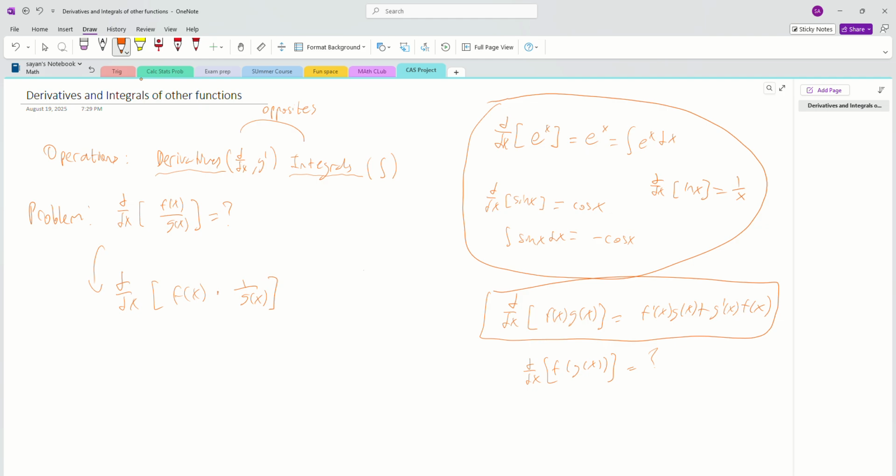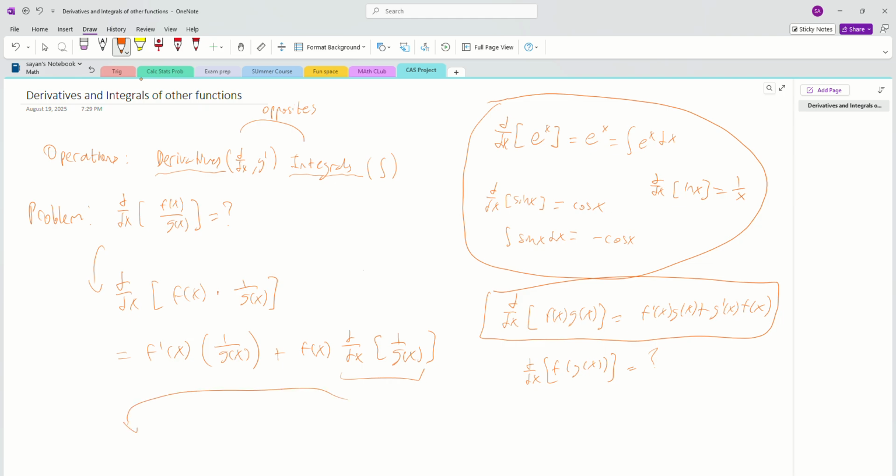So we're going to say that this is equal to f prime of x times, sorry, 1 over g of x. And then that would be plus f of x, and then now we would differentiate 1 over g of x, right? And how do we differentiate this?